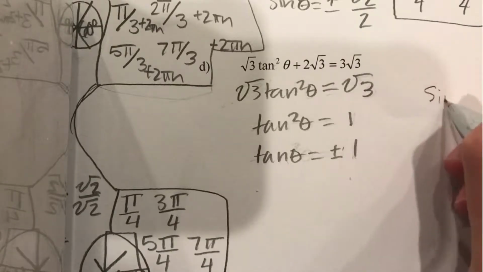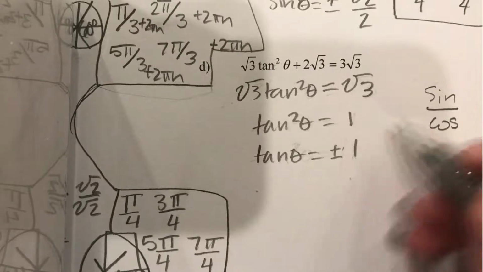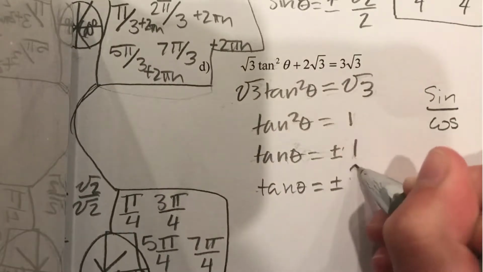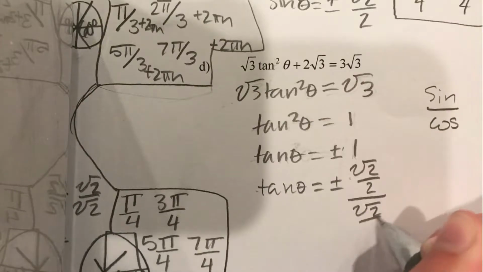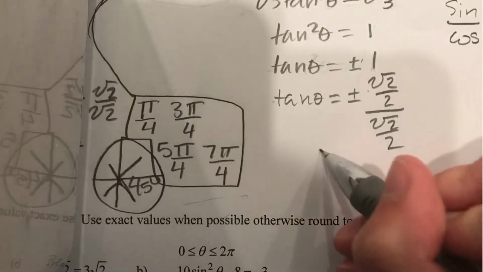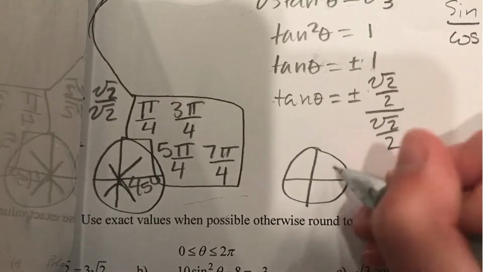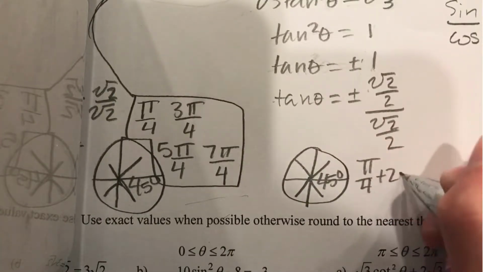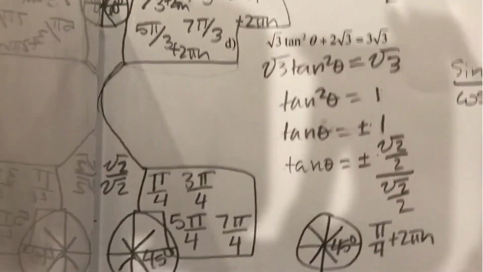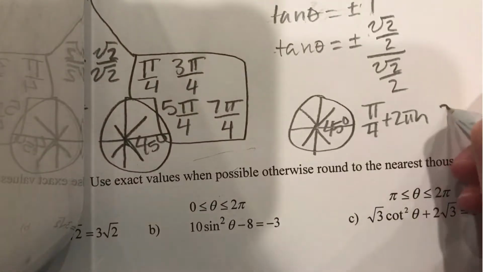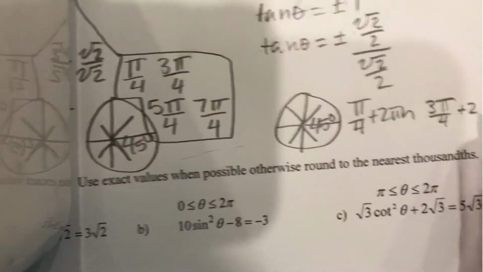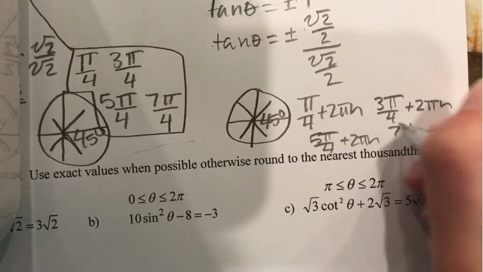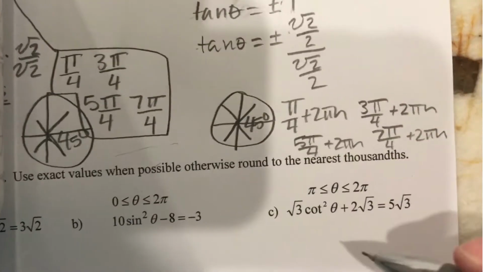And tangent is sine over cosine. So in order for that to equal 1, it would have to be the same fraction on the top and bottom. So then you would get tangent of theta equals plus or minus root 2 over 2 over root 2 over 2. So then, on your circle, these are all 45-degree angles, and your answers would be pi over 4 plus 2 pi n, since there's no domain restriction, 3 pi over 4 plus 2 pi n, 5 pi over 4 plus 2 pi n, 7 pi over 4 plus 2 pi n are your answers.